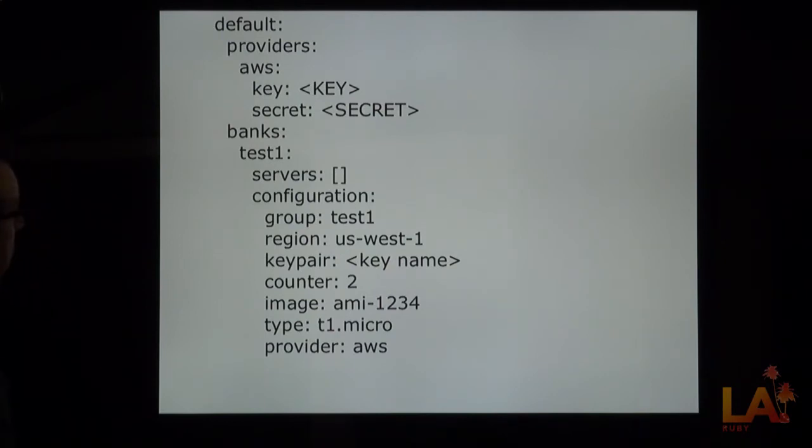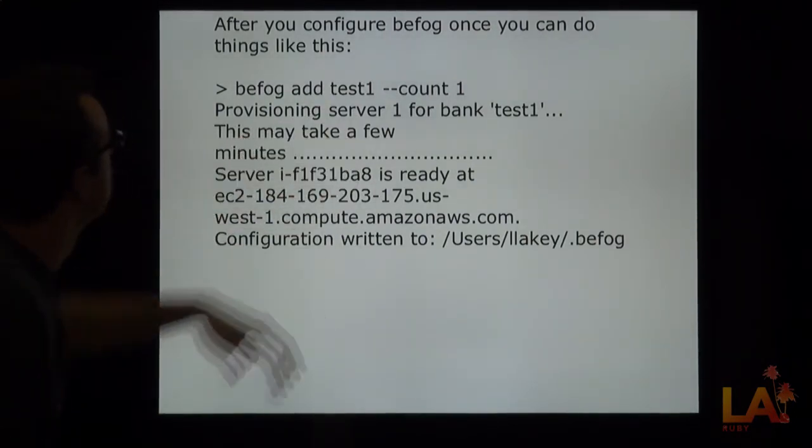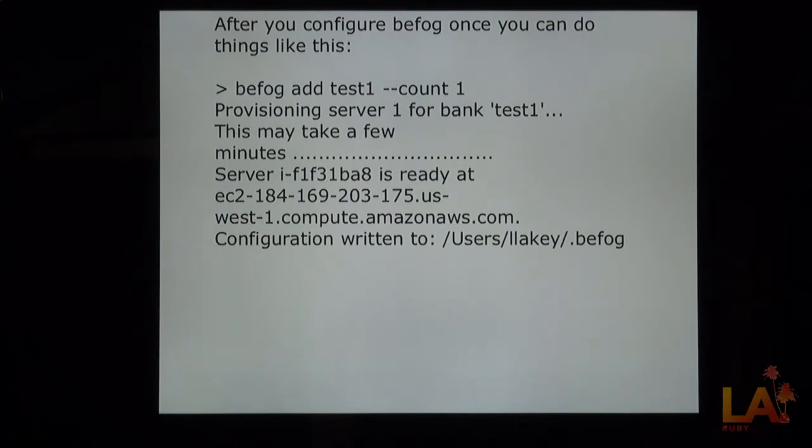Once you have this configuration file in your home directory, you can do stuff like this. You can do bfog add. This is the group of servers, test one, and you could add one server. Or if you were testing something and you needed to spin up 100 servers in AWS, you could easily spin up 100 servers. It's threaded, so it'll spin them all up at the same time instead of one by one.